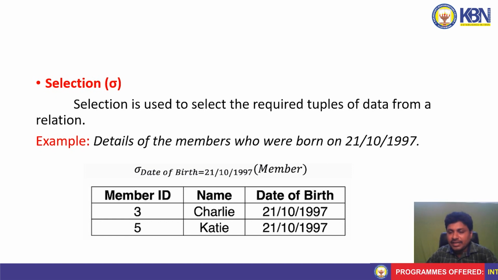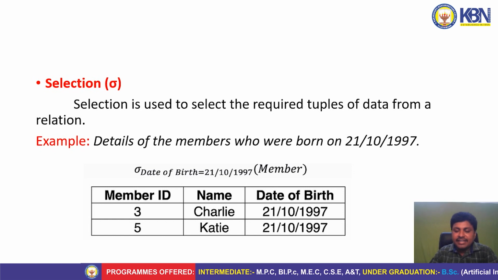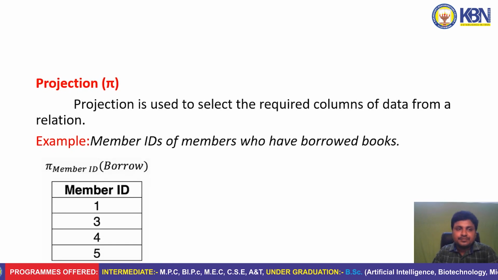Then immediately it will be picking the data. The member ID is 3, name of the member and date of birth, and the member ID is 5, name of the member and date of birth, only 2 members. We are retrieving the data by using the select, that means select the tuples.